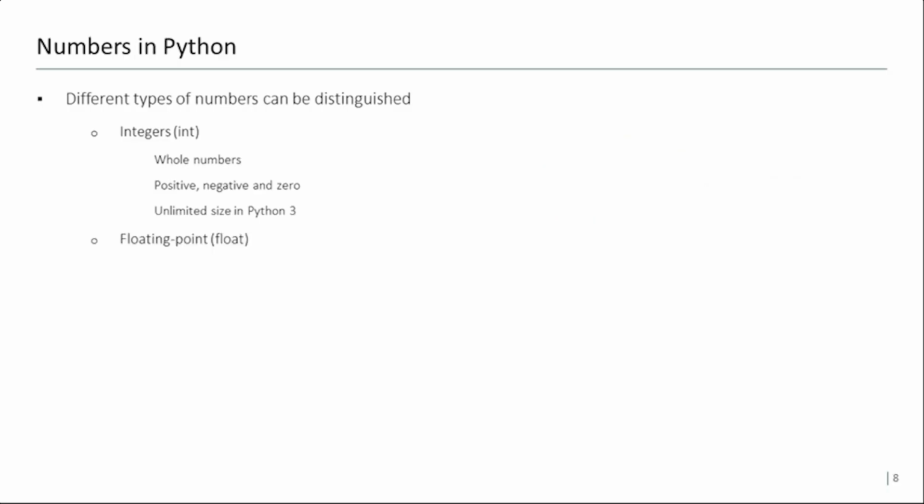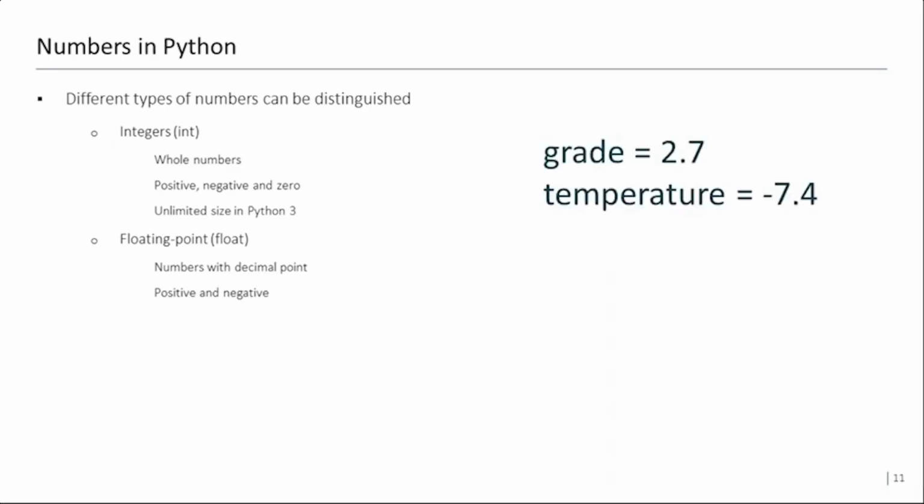A type for storing more precise numerical values is the floating point, called float in Python. It can capture numbers with decimal points, both positive and negative. Examples can be grades for students or more precise temperature information.